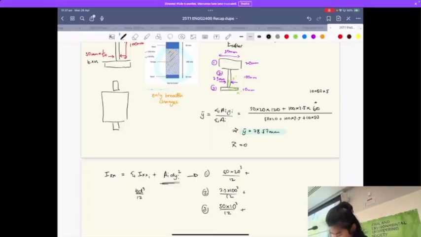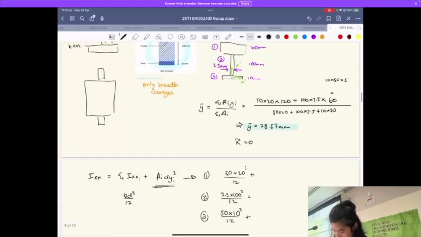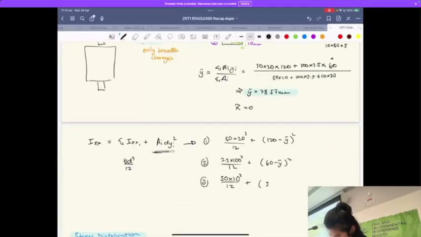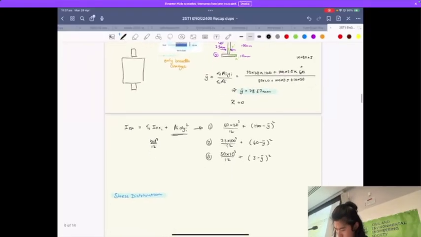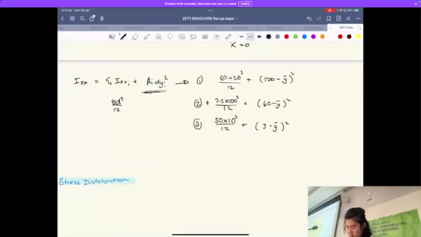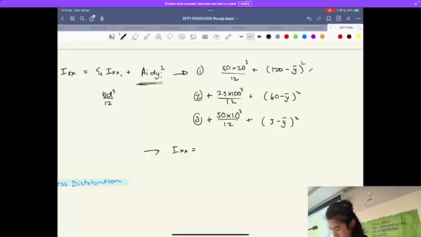Then let's do our parallel axis theorem. That'll be 120 minus y hat squared, 60 minus y hat squared, and 5 minus y hat squared. Then after you sum all these numbers, your Ixx should be, oh yes, times our area.